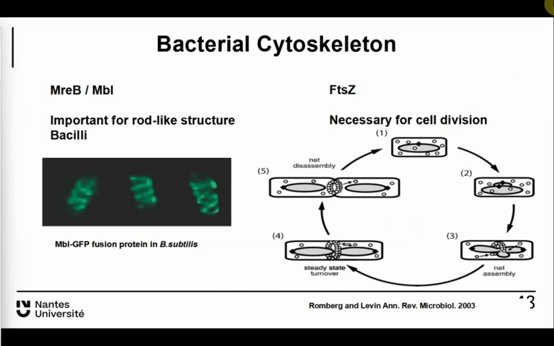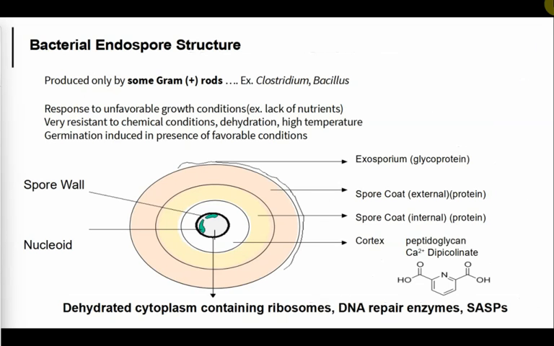Okay, that's bacterial cytoskeleton. And the last thing I want to talk about for the bacterial structures are endospores. Okay, not endosomes, endospores. So these are highly resistant dormant cells that are produced by some gram-positive rods, like Clostridium or Bacillus. And the function of these spores is to allow the bacterium to survive when conditions for growth are very unfavorable.